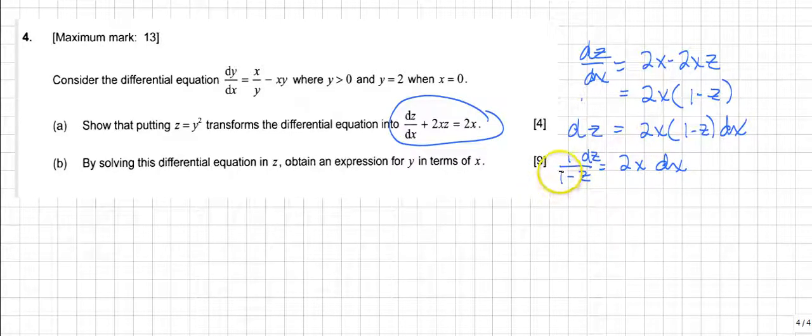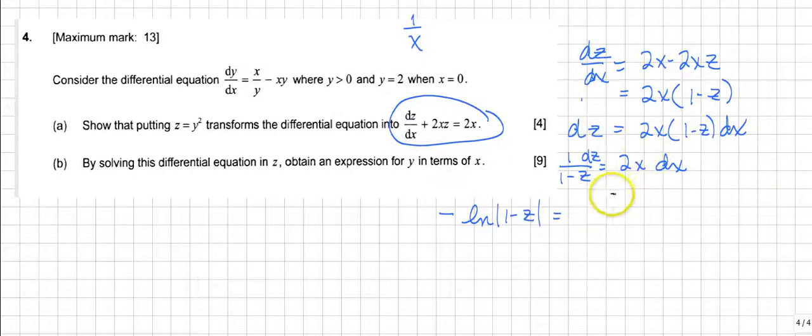So the integral of 1 over 1 minus z, be careful there. Remember, the integral of 1 over x is ln of x. So this is going to be ln of 1 minus z. The derivative of the inside is negative 1, which actually goes on the bottom, but that doesn't make a difference. So it's negative ln of 1 minus z. The right-hand side, integrate that.